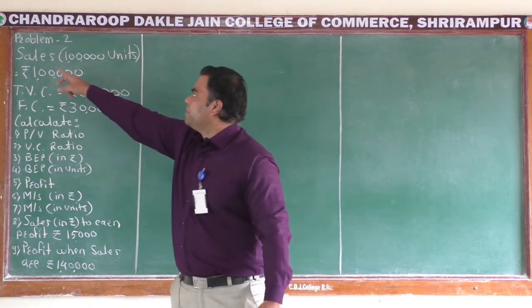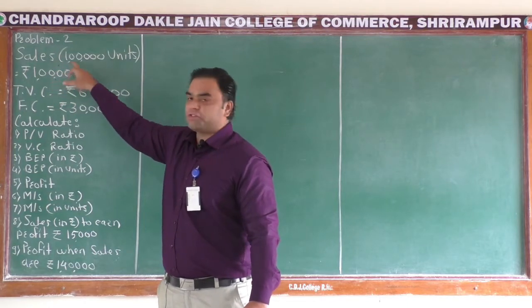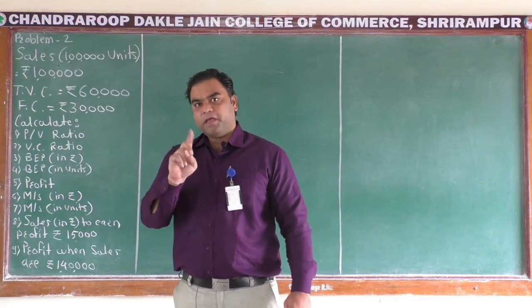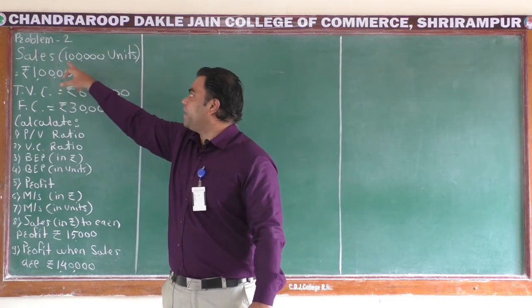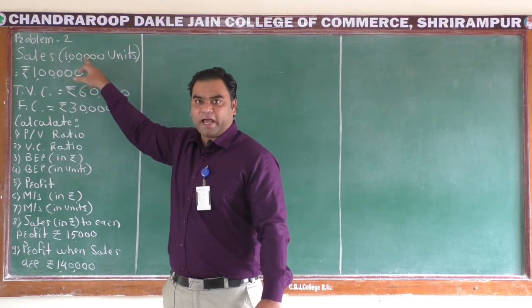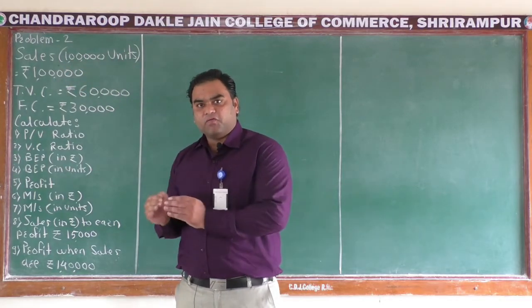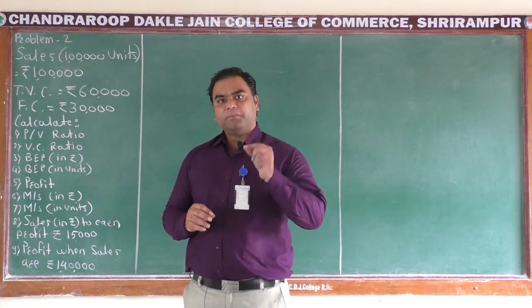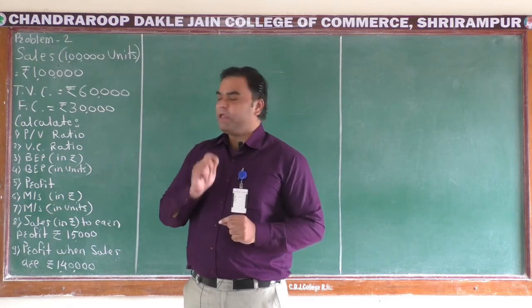In our problem, sales are rupees 1 lakh. Number of units sold 1 lakh. So, per unit selling price will be rupee 1. Total sales 1 lakh rupees divided by number of units 1 lakh is equal to rupee 1 per unit selling price.